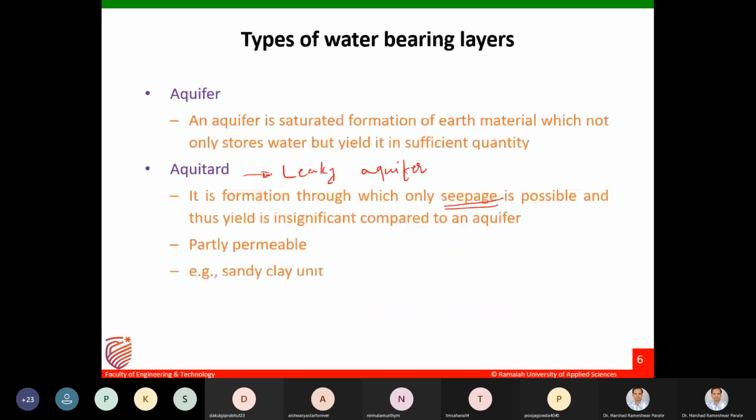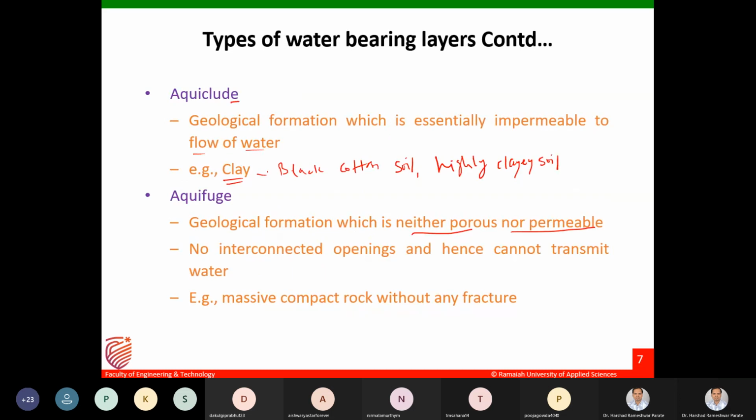Okay, so these things are clear: aquifer, aquitard, aquiclude and aquifuge. So these definitions we should remember properly.